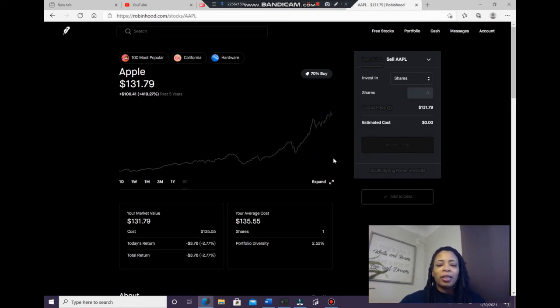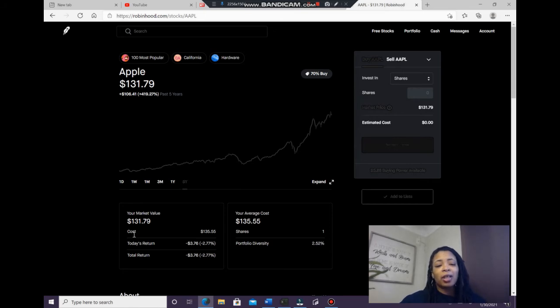So basically, that's the 1 day, the 1 week, the 1 month, the 3 month, the 1 year, and the 5 year. So here in this portfolio that I have, I only have one share of Apple, which means it's only 2.52% of my portfolio, which is not a very high percentage of my whole total portfolio. I bought it at $135.55. It's been up to $140, but now it's down to $131. I'm going to hold on to it because Apple is a good company.